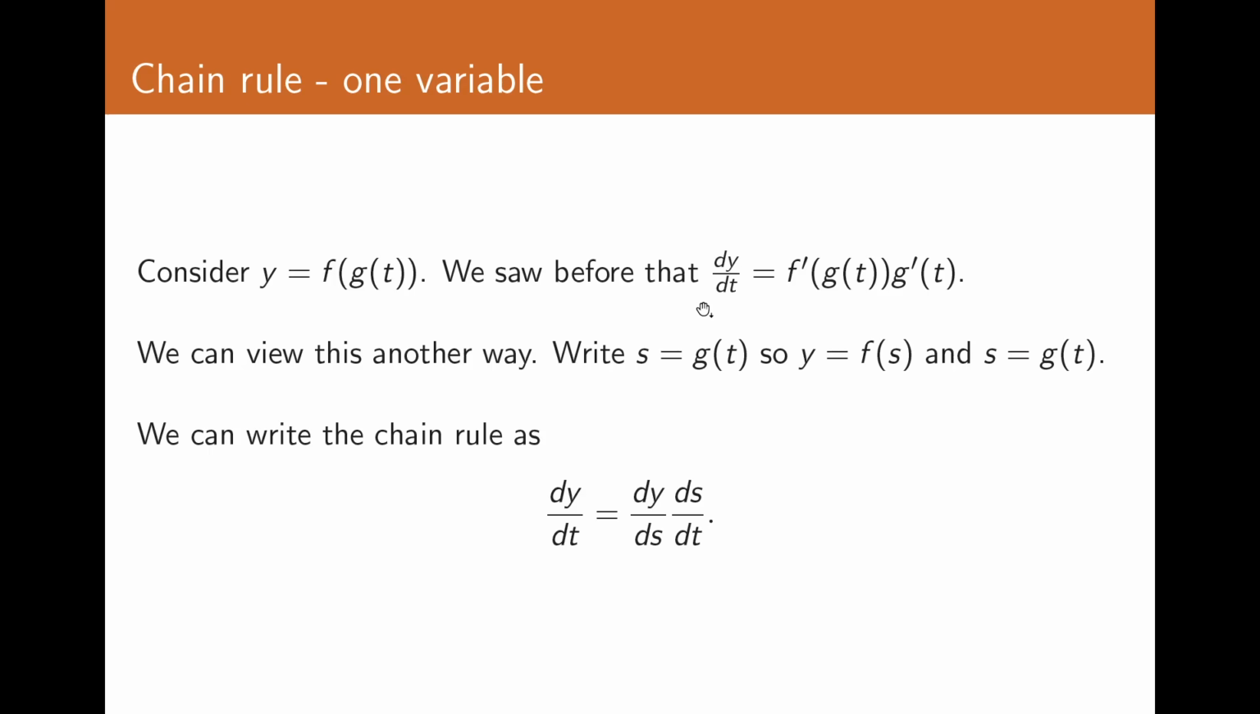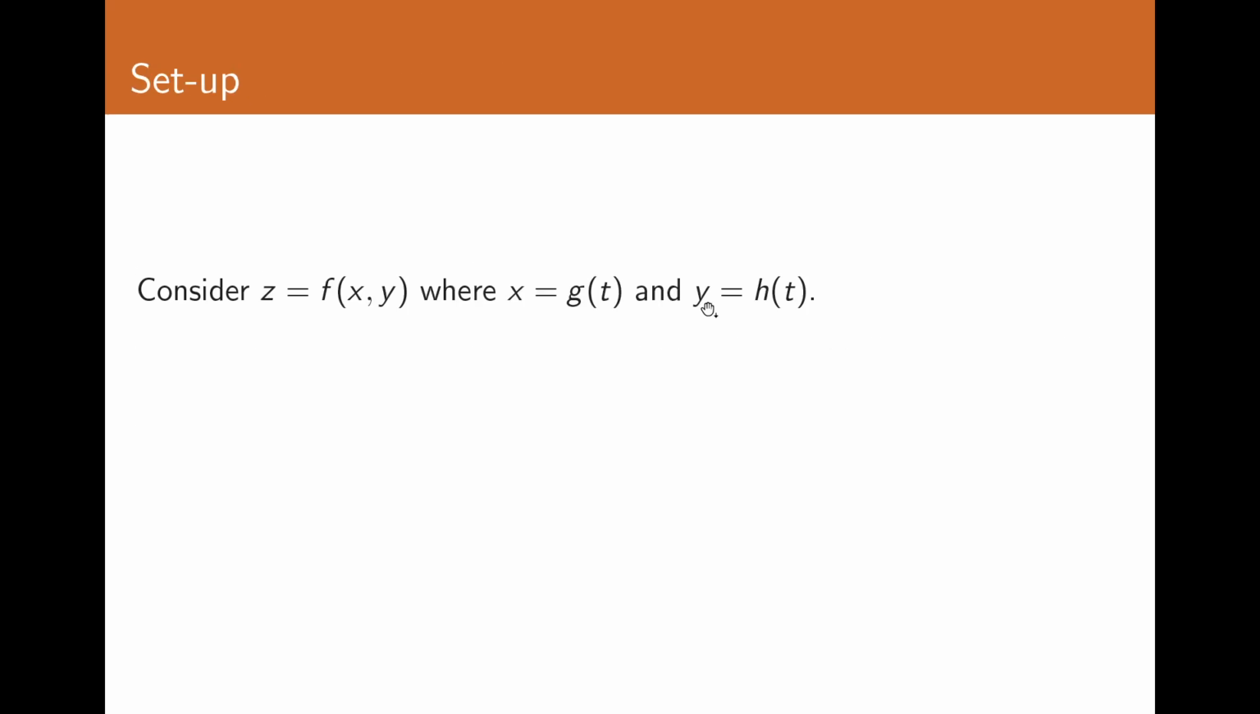So now let's consider the case where we have a function of two variables. So let's let z be f of x, y, and we're going to suppose x is a function of t and y is a function of t. So in this case, if we were to plug those in, we would have z is equal to f of g of t and h of t. So in that case, this shows that z here is a function of just t as well.